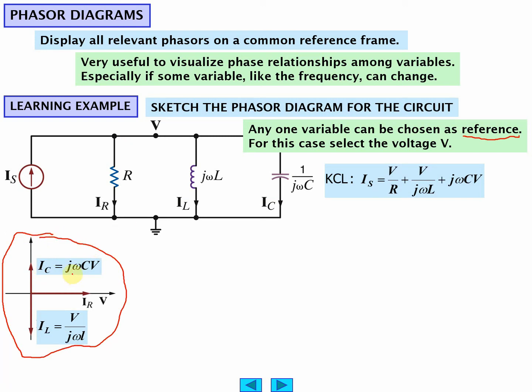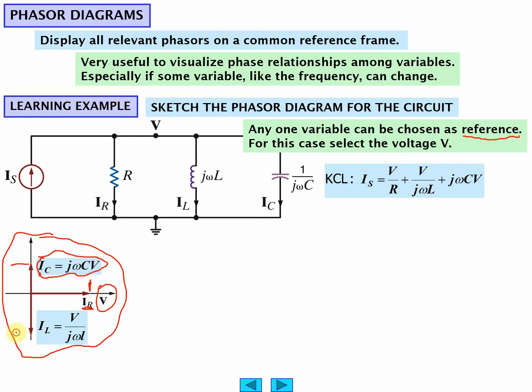The current is equal to j omega c times the voltage. So the voltage is along this axis. The current times the resistance is this, the current is this length. It is in phase with the voltage. The current through the capacitor is this length, the length of this arrow. And this is what it would be, the admittance times the voltage.